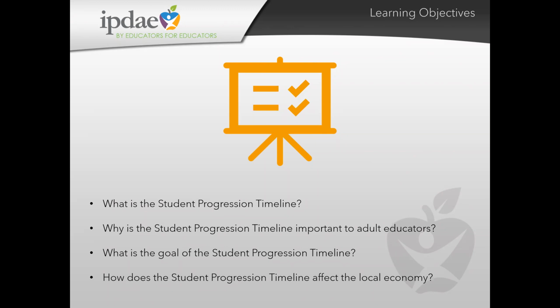And finally, we're going to answer the question of how does the student progression timeline affect our local economies? And to answer this question, we're going to take a microeconomic look at adult education and career and technical education. And we're going to analyze their roles in preparing students for the workforce. So we do have a lot of content to cover today, and I'm eager to dive in and explore our role as educators in the student progression timeline. To do this, let's first define the major components of the timeline and how they affect the various groups of educators, industry professionals, and students.